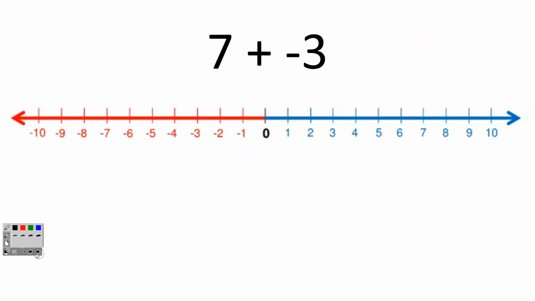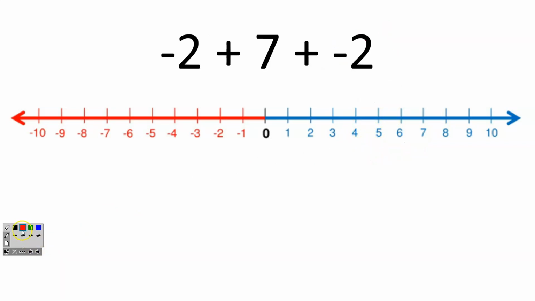Okay. Again, go ahead and hit pause, draw your number line, and see if you can do this one. Okay, check your work. 1, 2, 3, 4, 5, 6, 7 in the positive direction, 3 in the negative. 1, 2, 3. So for this problem, I ended up at a positive 4.